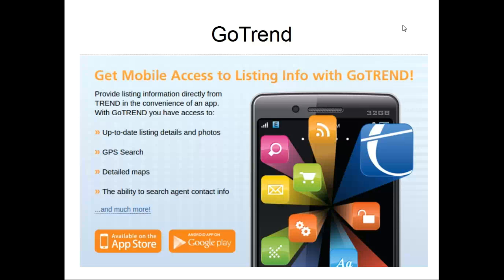Some of the things that it will allow you to do is you can see up-to-date listings and their photos. You can do a GPS search. You can look at detailed maps. And your customer is able to contact you directly because it's branded. So it's kind of like what Market Leader was like that we had before.